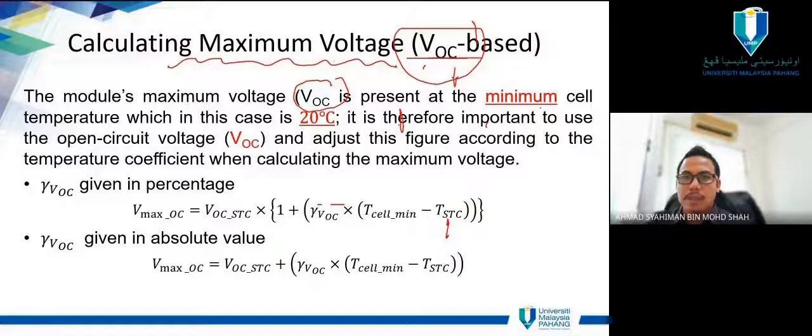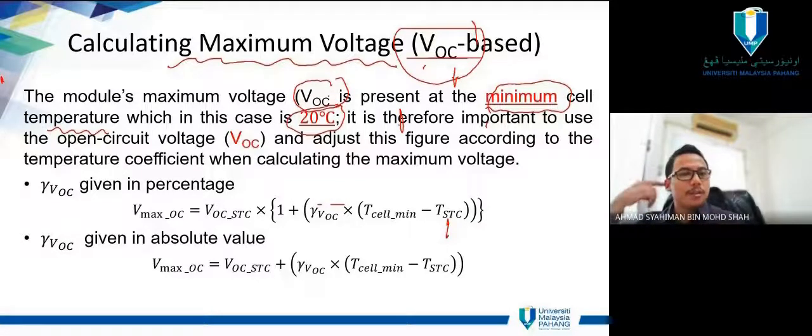Faham tak maksudnya? Minimum cell temperature, 20 degrees. Do you understand what is the meaning of this? The maximum voltage of the modules is present or achieved where the cell temperature is the minimum one.